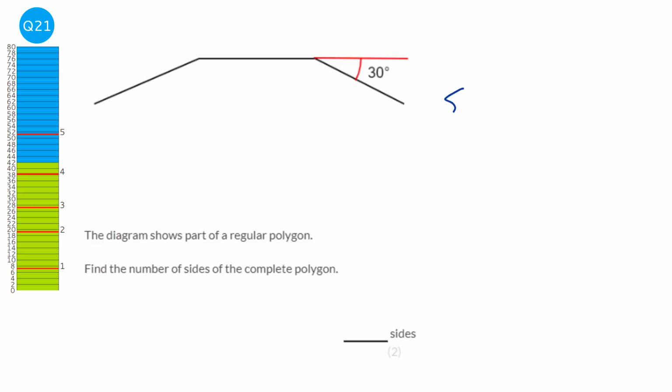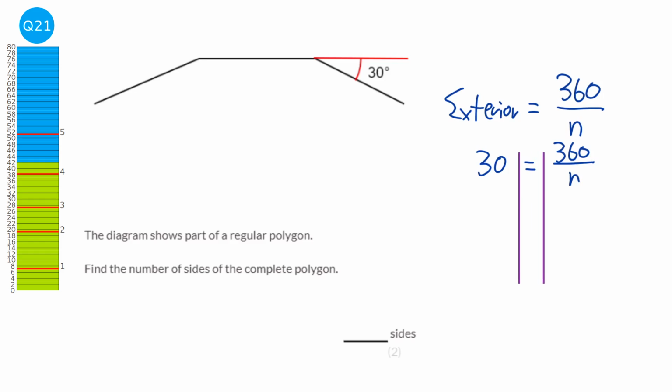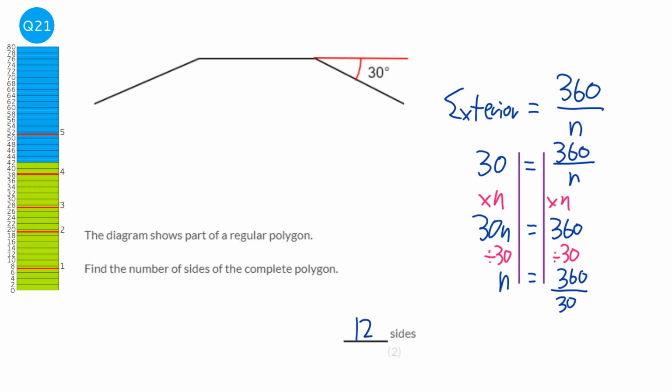The formula for an exterior angle for a regular polygon is 360 divided by the amount of sides. Now here we're given the fact that the exterior angle is 30, and we're looking for n, so we just need to rearrange the equation. We can times both sides by n, and then divide both sides by 30. And so we've got n equals 360 divided by 30. And when you do 360 divided by 30, we get the answer of 12. So it's a 12-sided shape.